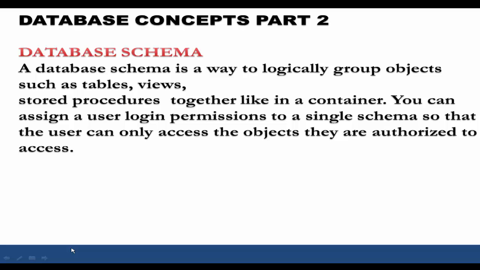Just a quick recap: a database schema is a way to logically group objects together. The objects could include tables, views, procedures, and so on. Anything that is an object collectively grouped together and stored in one location. That's what a schema is.